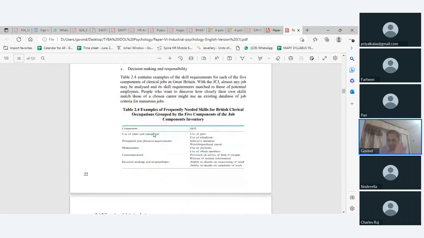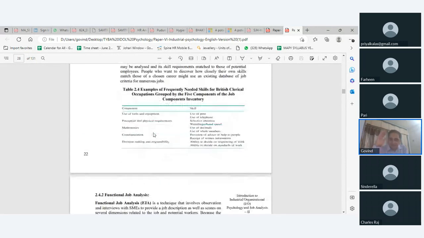So in the JCI method, the data is collected, and this data is divided into five major components: use of tools and equipment, perceptual and physical requirement, mathematics, communication, decision making. Now you need to write the answer in the exam. You probably will not remember this table as it is, but what you really need to remember is these five components.